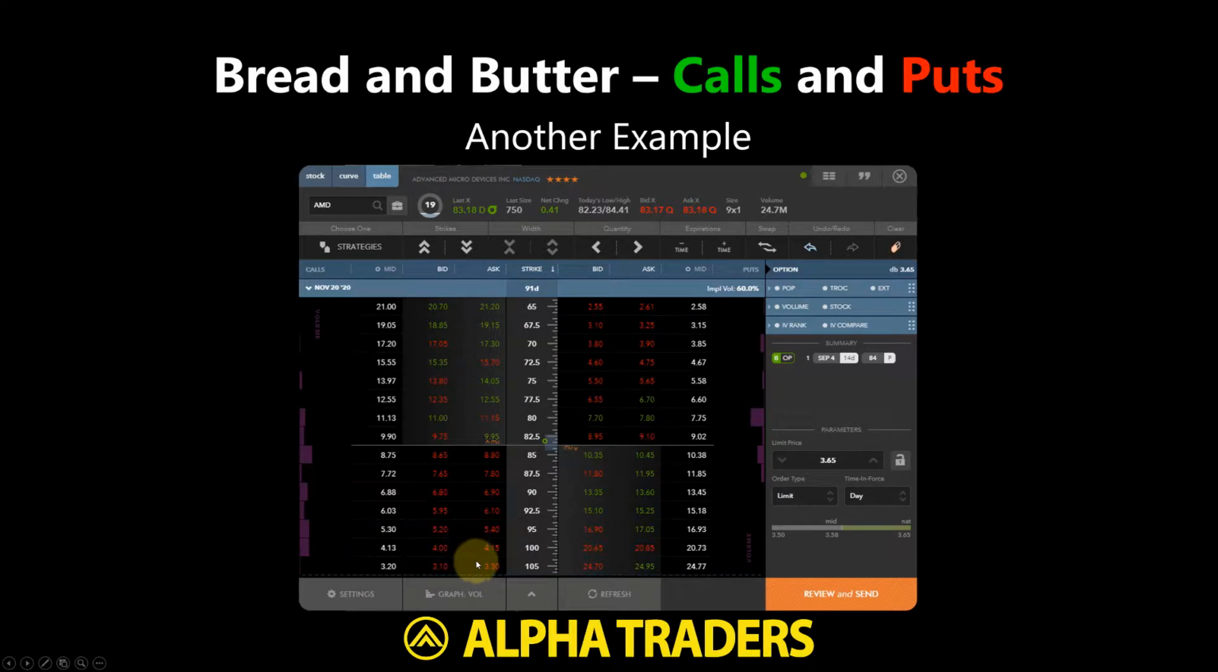If the move is right, if the timing is right, if the direction is right, you might be able to see a huge move on that, where it goes 100, 200, 300, 400%. Even though it only went from 6 cents to 12 cents, that's a 100% move on your capital, which is fantastic. So again, that's the call side. The put side, same deal.